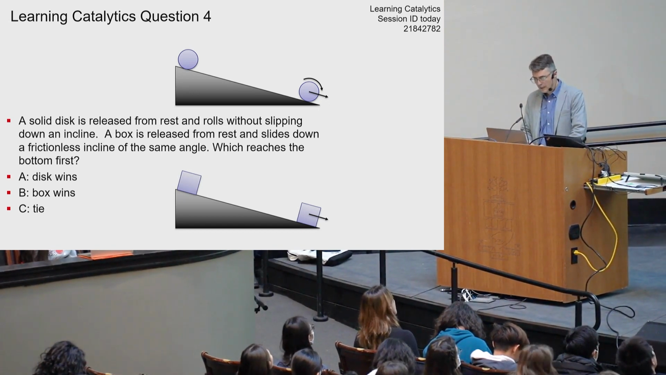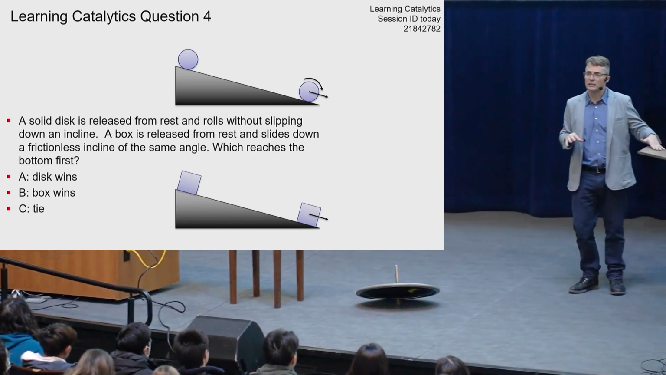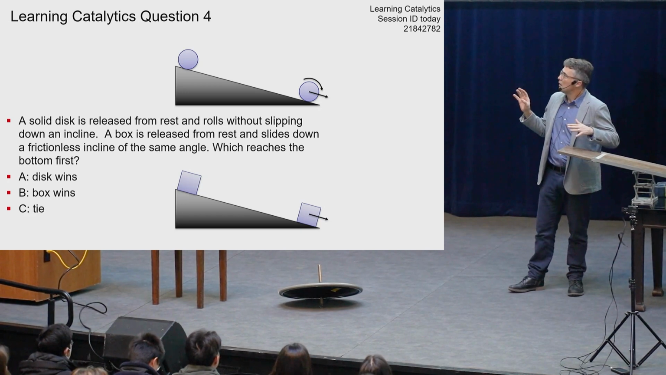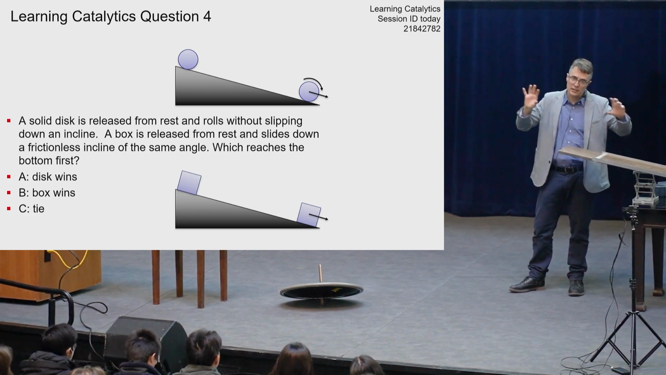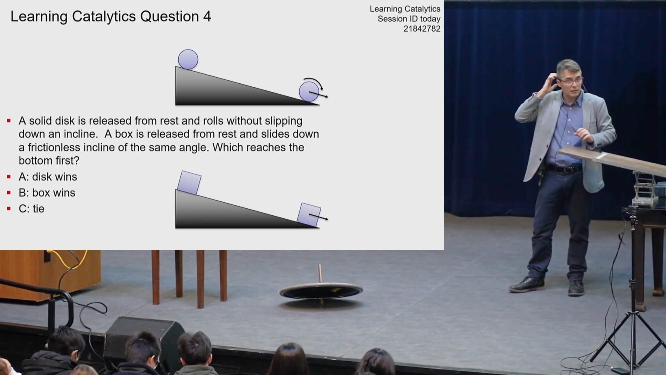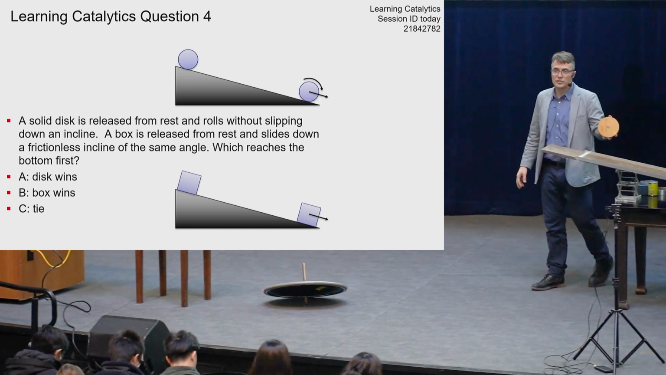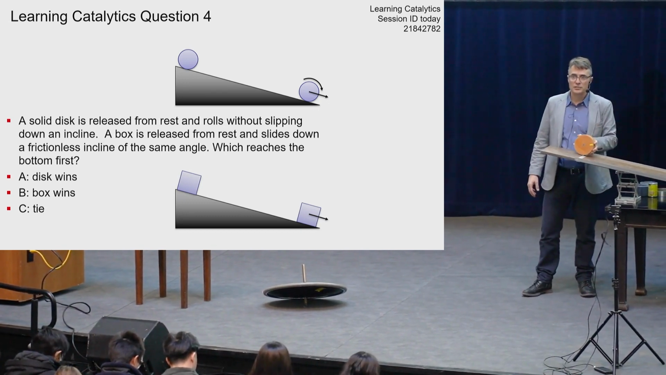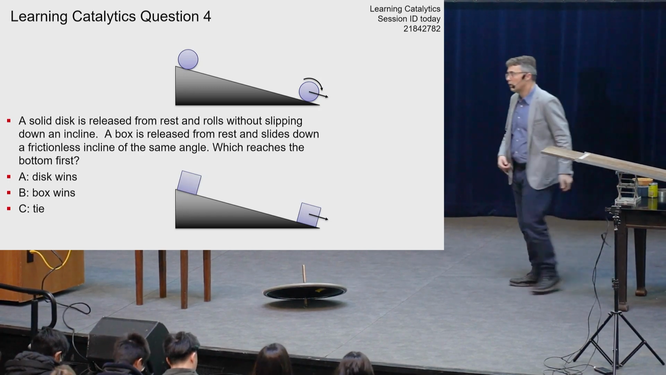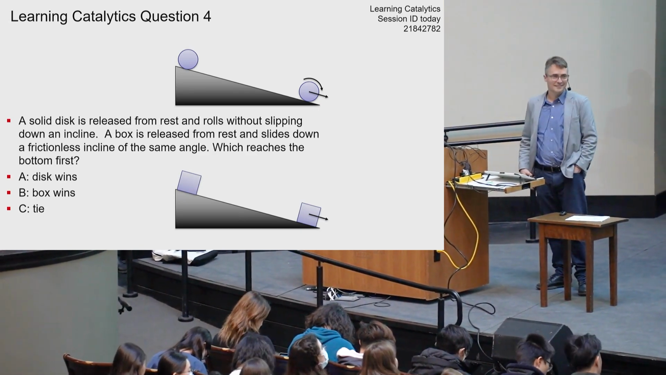We already know how to do a box sliding without friction down an incline. Remember the frictionless incline, or maybe the frictionless cart or something? So think of a box as being like frictionless wheels on the cart. It slides down at some acceleration, or gets to the end at some speed. How does that compare to rolling without slipping? Which will reach the bottom first? Frictionless or frictionful? Rolling without slipping. You think you know the answer to this? Click it.